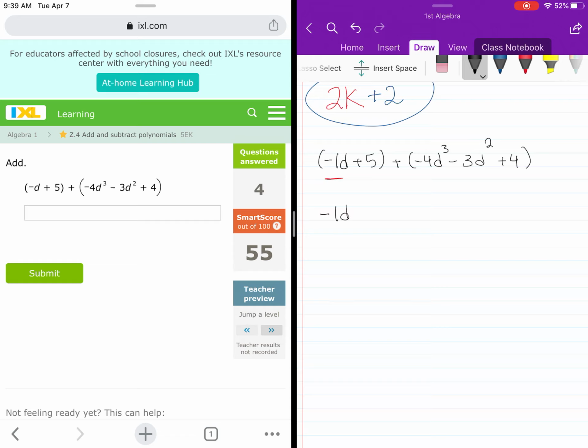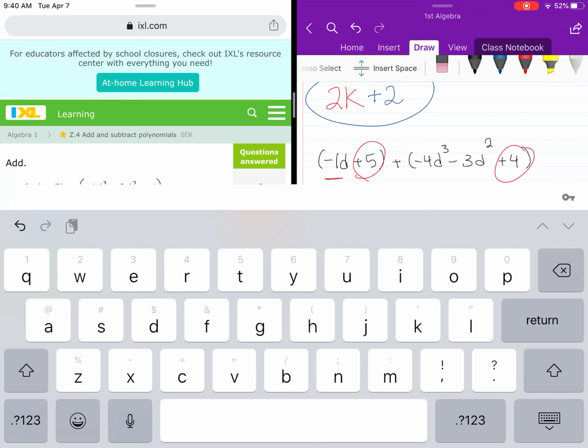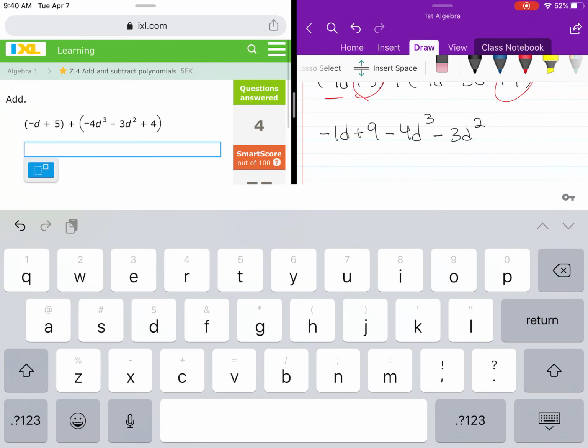So there's only one with a d, so that one's going to stay the same. So negative 1d. Then we have the 5, no variable. The only other one without a variable is the 4. Now this is an addition. So 5 plus 4 gives us positive 9. If you notice the next two terms, one of them has d exponent 3, but it's the only one. There's no other one. And then you have a d exponent 2, but there's no other exponent 2, so they're going to stay the same. So minus, because it's a negative there, minus 4d exponent 3 minus 3d exponent 2.